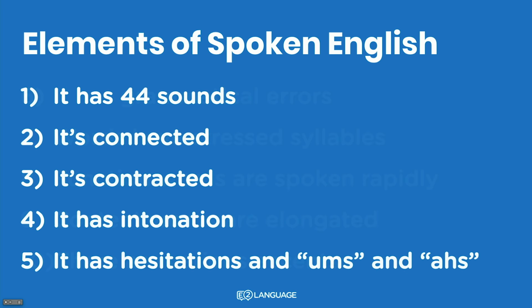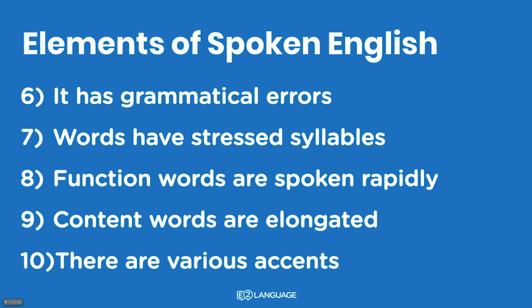Regular spoken speech actually has grammatical errors. Native English speakers make a lot of grammatical errors. Words have stressed syllables. So you wouldn't say syllable, for example. You say syllable. So the first syllable is stressed. Function words are spoken rapidly. Words like in, on, at, the, of, for, and. These words are rapidly spoken. They only make a tiny little bit of sound. There's no emphasis on them. Content words, however, words like nouns, adjectives, and verbs are elongated or emphasized.